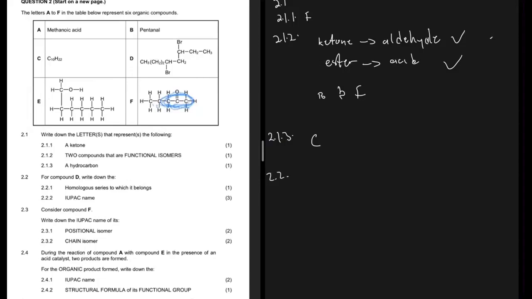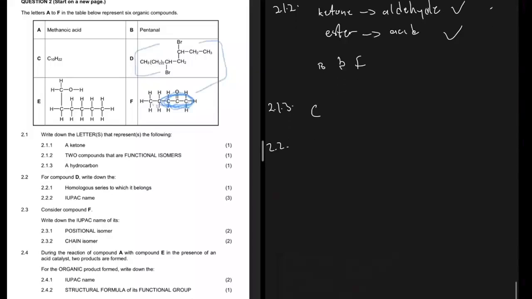2.2 says for compound D. Let's look at compound D. There it is there. I just put some brackets over it to highlight it. It says write down the homologous series to which it belongs. We know that it's a haloalkane, like we've already said. So we're just gonna go ahead and write that down.